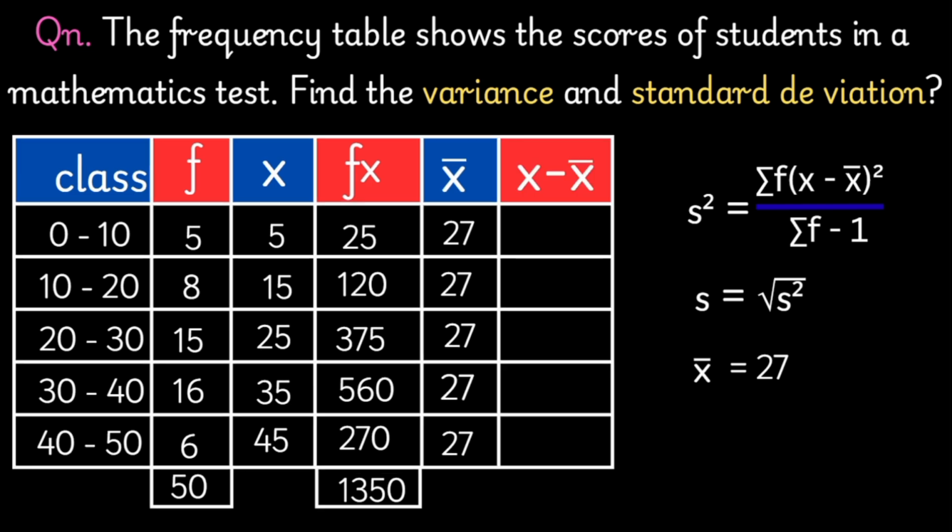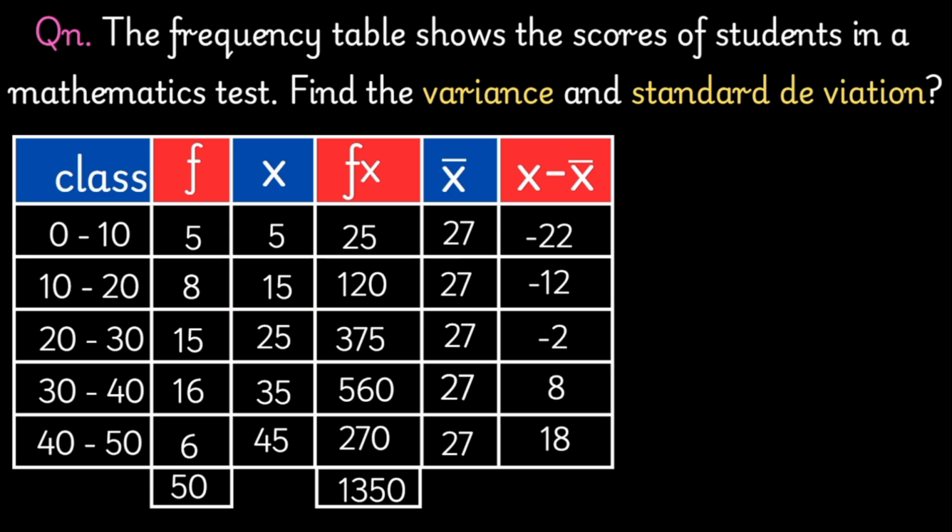To get this, it is also easy and interesting. For our first case, we have 5 and 27, so it shall be 5 minus 27, and that gives us negative 22. Next, it shall be 15 minus 27, which gives us negative 12. And we do the same for the remaining ones to get these values.